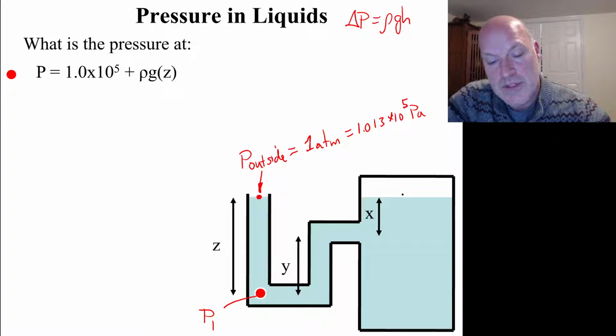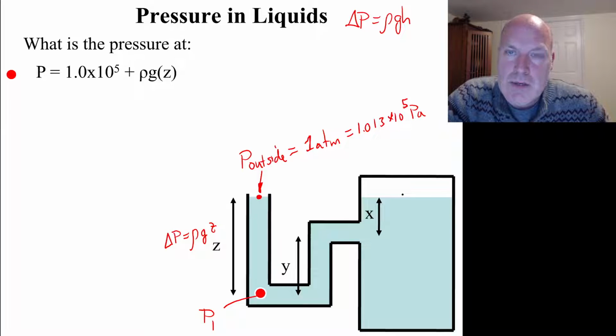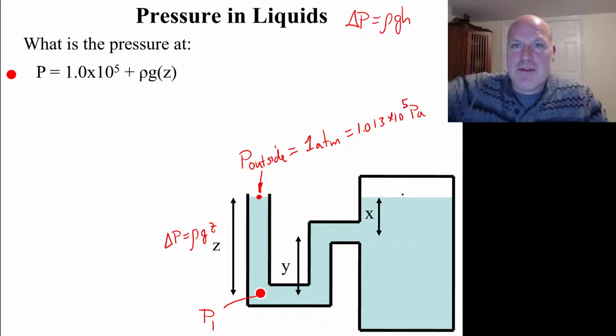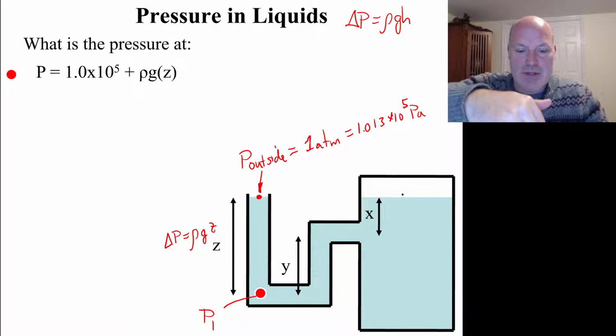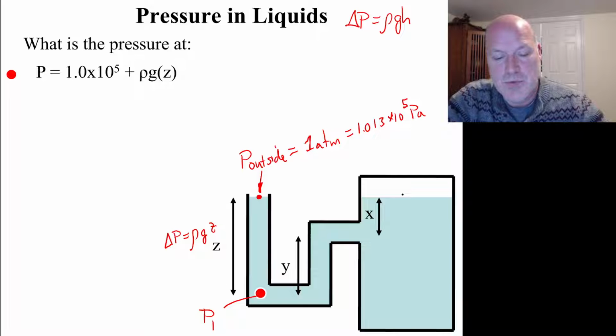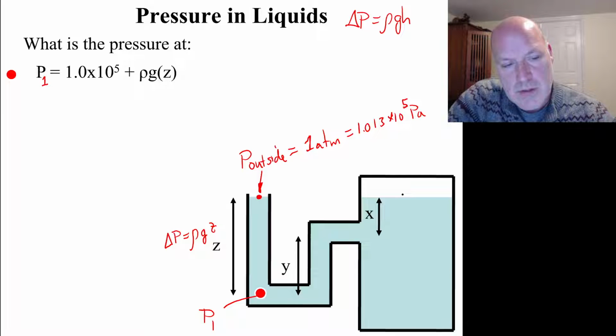So can we figure out what the difference in pressure between this top point here and the bottom point is? Yes. It's going to be rho g z, the difference in pressure. Which pressure is going to be larger, P1 or the pressure outside? Well, remember, you're swimming down. As you go down, the pressure increases. So we know that the pressure P1 is going to be larger. And so we write that down. P1 is going to be equal to 1 times 10 to the 5 Pascal plus rho g z.